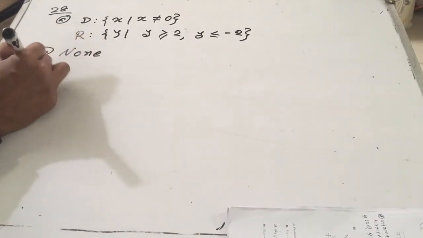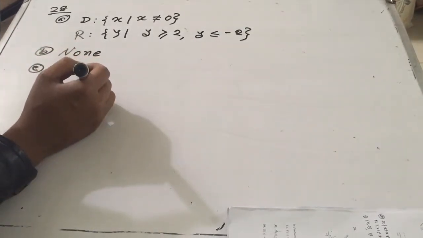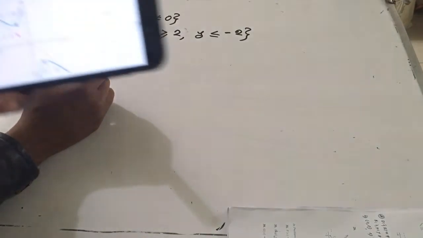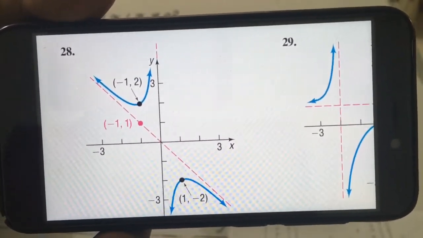Now what is the C question? Horizontal asymptote. So is there any horizontal asymptote? See, there is no horizontal dotted line. There is no horizontal red line. So that means this is also none.